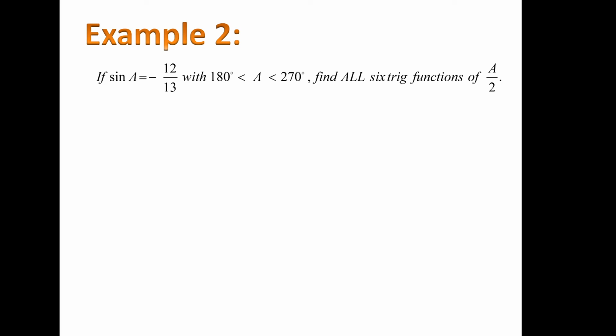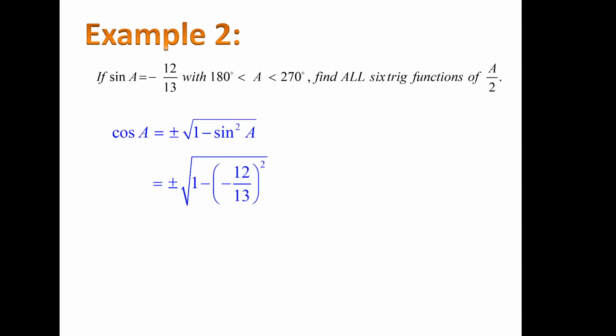And here's another example. Again, the first thing you want to find out is the location of the half angle, so we can determine the sign. For cosine A, using the Pythagorean theorem, we can find the ratio, which is plus or minus 5 over 13.